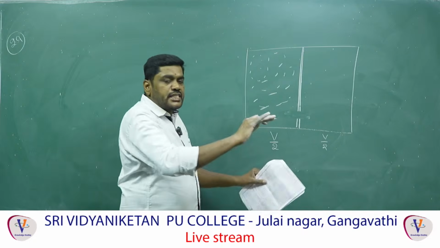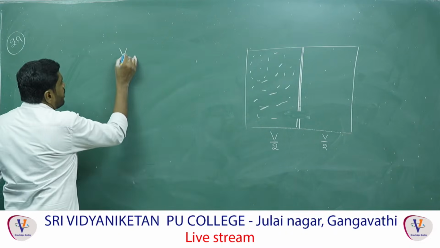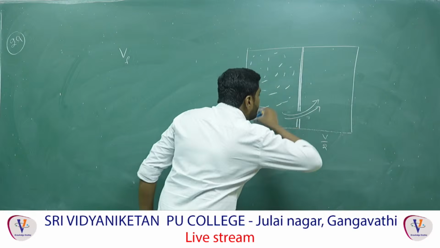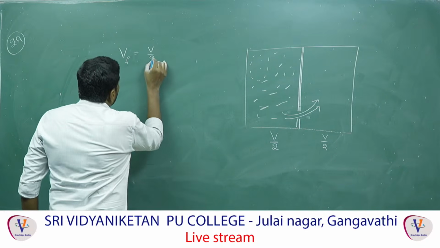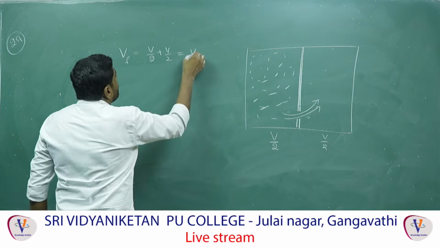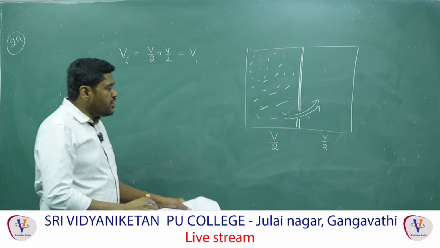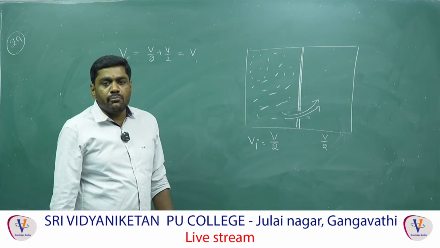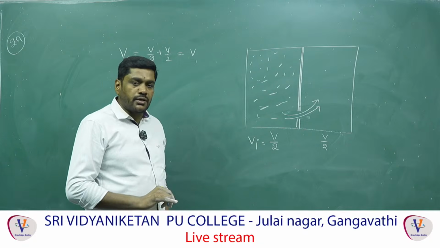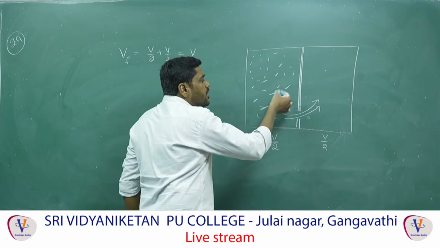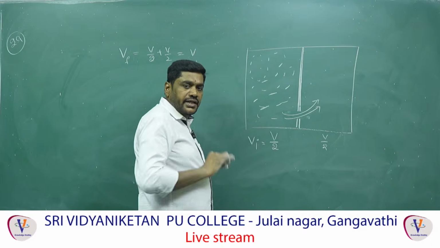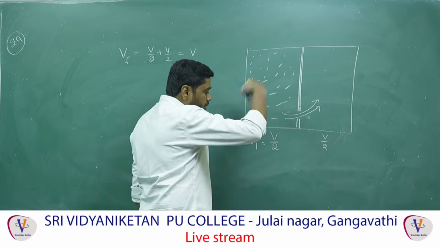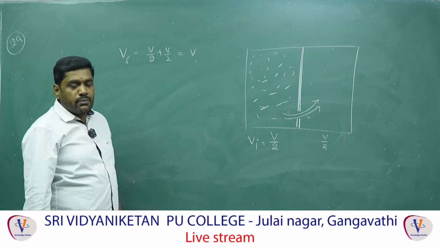And when it expands, the final volume, because when you are opening, the gas is coming into this part also. Therefore, total volume of the gas V final is equal to V by 2 plus V by 2, which is equal to V. The initial volume Vi is equal to V by 2. Therefore, the volume becomes double. Initially, the gas is present only in the left part of the container, and in the right part there is no gas.